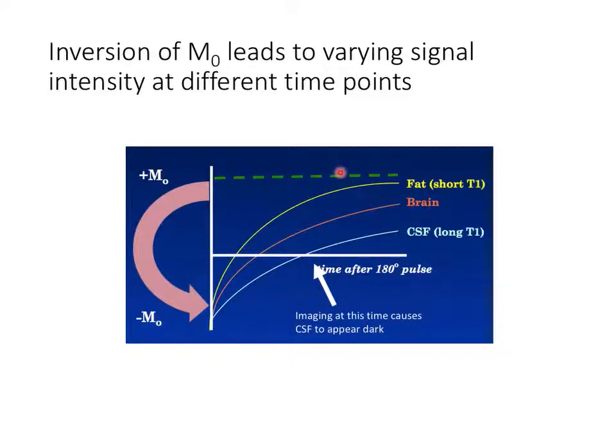So quickly, as a review again, if we apply a 180 degree pulse to put the magnetization vector in the negative direction, we'll have different recovery curves depending on T1 for different tissues. So cerebral spinal fluid, which is like water, has long T1, it'll take a long time to recover. Normal brain tissue and fat has a short T1. And so if we make our image here, right, if we apply 180 degree pulse and then make all our imaging acquisitions around this point, the cerebral spinal fluid will show up as zero signal here at this crossing. Brain will be mid-gray and fat will be quite bright. Okay.